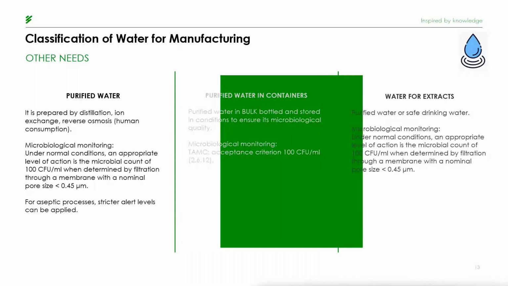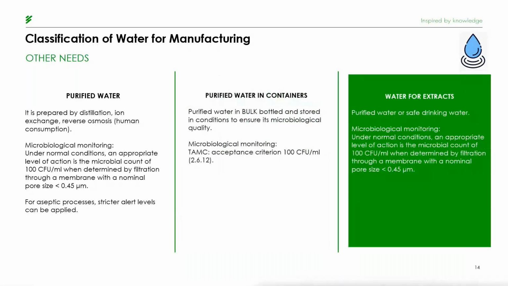And then finally, we have the water for the manufacture of extracts, specifically herbal medicinal extracts, and it meets the requirements for purified water or water suitable for consumption. Microbiological monitoring under normal conditions is the microbial count of 100 CFU per milliliter, again determined by filtration.